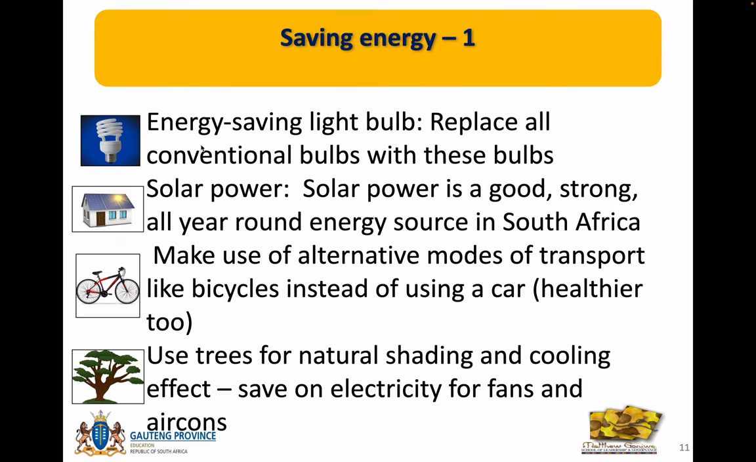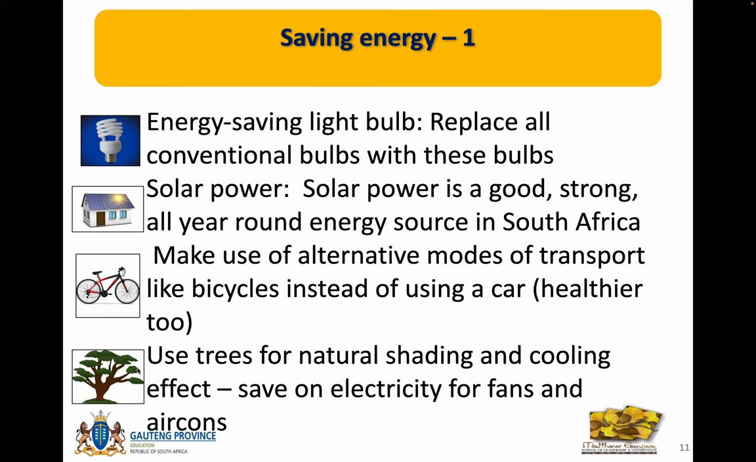Okay, so energy saving light bulb, compared with a conventional bulb. We use this bulb in terms of saving electricity. Solar power is good and strong all year around. It is an energy source in South Africa that we make use of. Then the mode of transport, meaning that instead of using a car, we can use a bicycle, which does not provide any emission to the air, and also it can help a person in terms of being healthier as well.